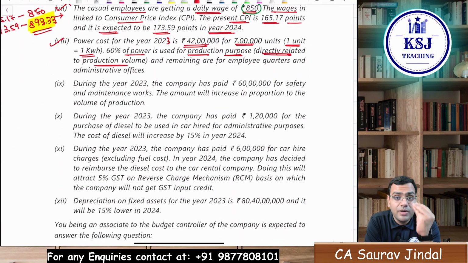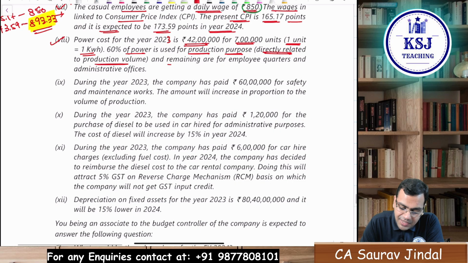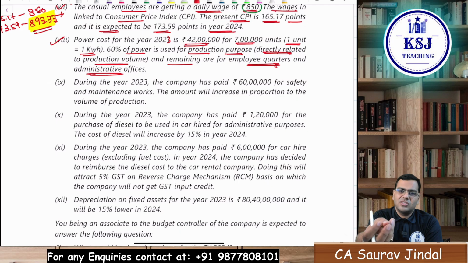Just try to read the implications. See, that is the most important thing, how you interpret it. If you start interpreting the question in the right way, that what is given, what is the meaning, what is the interpretation, and that will come with the practice, right? So practice is the key. So there 60% is related to production and the remaining are for the employee quarters and administrative offices. That will remain constant, no sir. That will remain constant, isn't it?